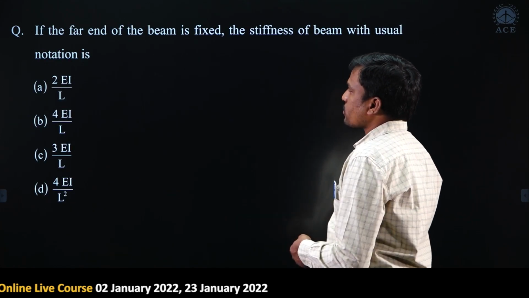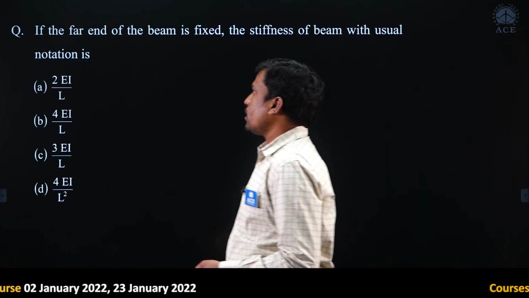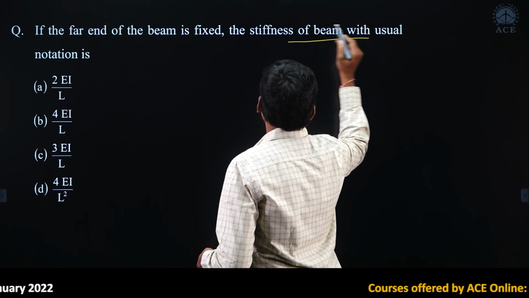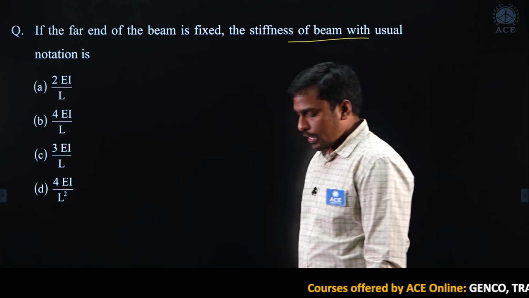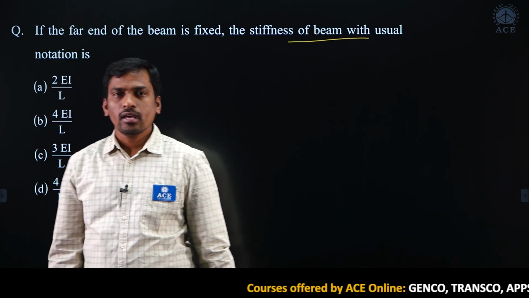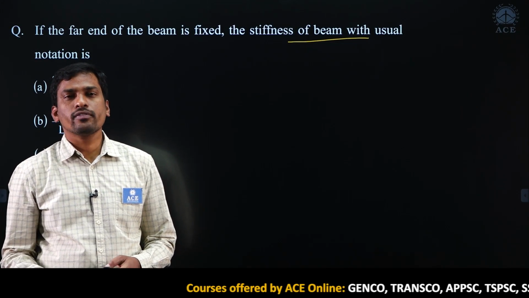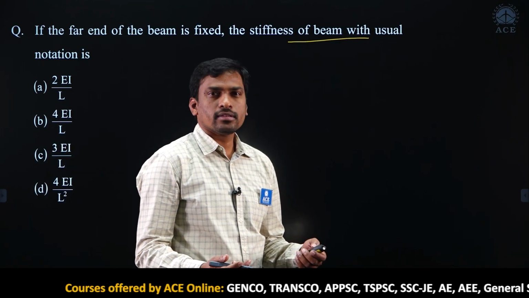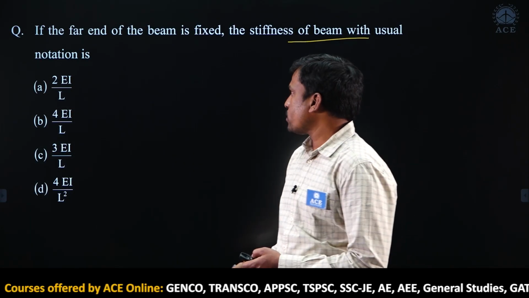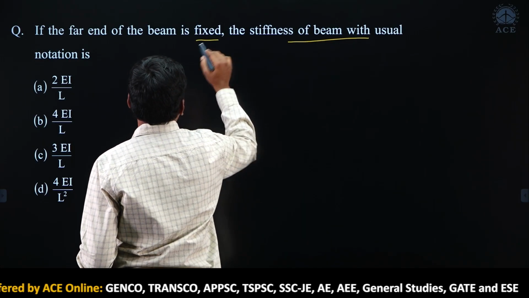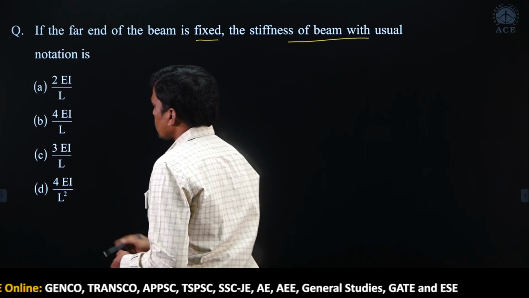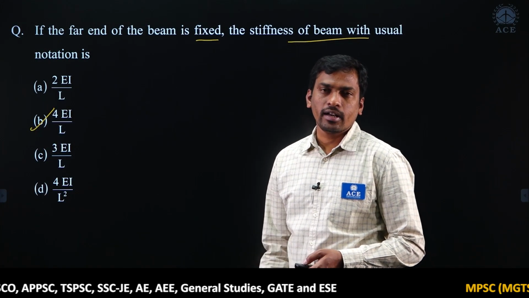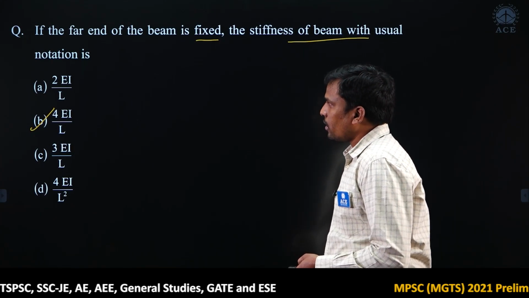Right. Next question. Okay, direct question. If the far end of the beam is fixed, what is the stiffness of the beam with usual notations? I gave the standard values. If the far end is a fixed support, the stiffness is 4EI by L. If the far end is a hinged support, it is 3EI by L. So given the far end is fixed, it asks to find the stiffness. So this is 4EI by L. Option B is correct. Far end is fixed support. Next question.